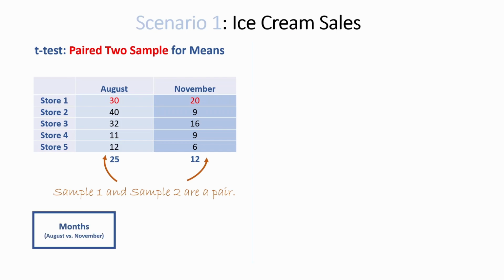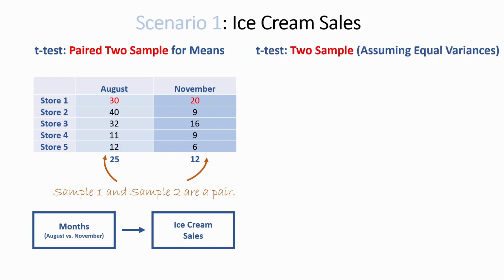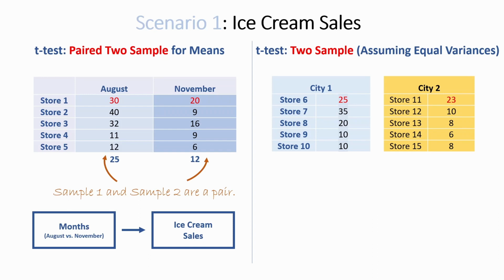In terms of theoretical framework, the x variable here is months, namely August versus November. The y variable here is ice cream sales. So this is the example for paired 2 sample. Let's look at 2 sample. This is another hypothetical data set, namely I randomly generated this data set, so this is not a real data set, but again, let's look at it more closely.